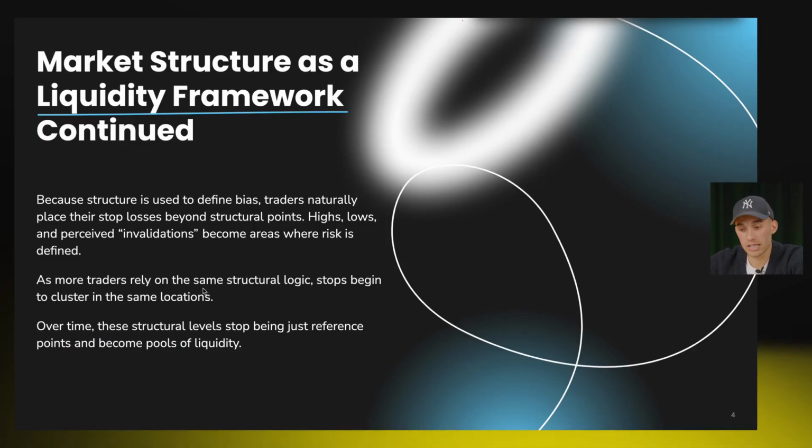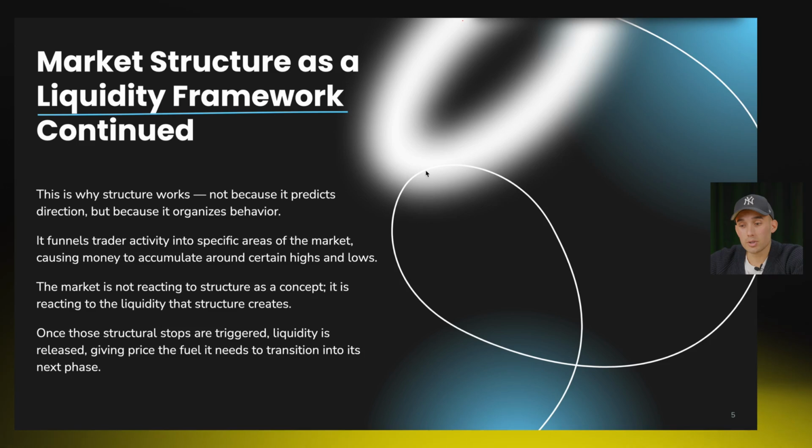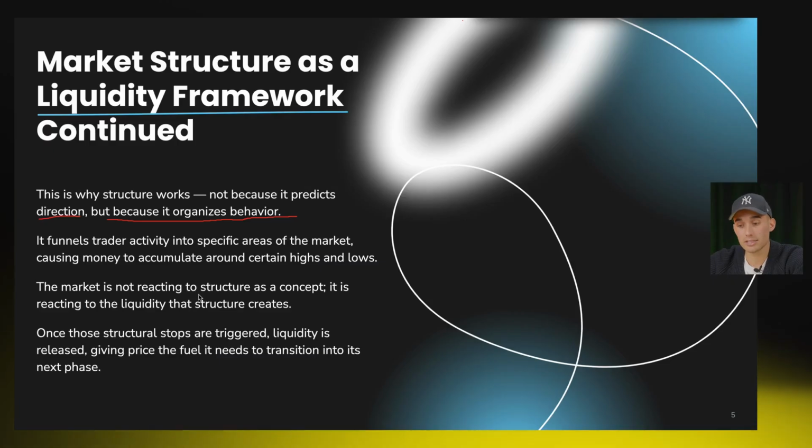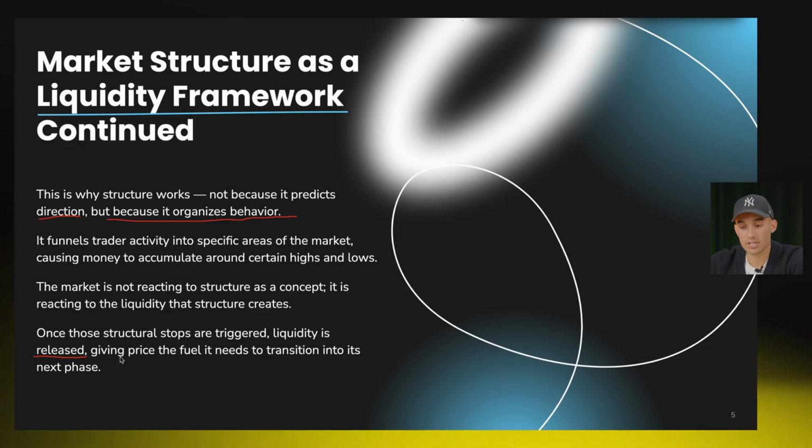As more traders rely on the same structural logic, stops begin to cluster in the same locations. Over time, these structural levels stop being just reference points and become pools of liquidity. Okay, those are the levels we look to trade from. This is why structure works, not because it predicts direction, but because it organizes behavior. It funnels trader activity into specific areas of the market, causing money to accumulate around certain highs and lows. Okay, very, very important. This market is not reacting to structure as a concept, it is reacting to the liquidity that structure creates. Once those structural stops are triggered, liquidity is released, giving price the fuel it needs to transition into its next phase, which will typically be that big move, right? That expansion higher or lower.